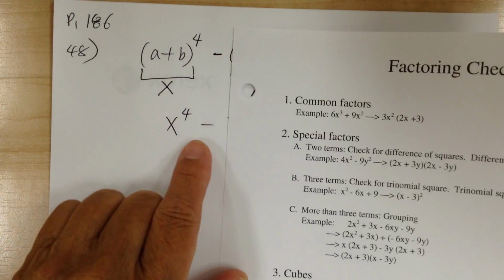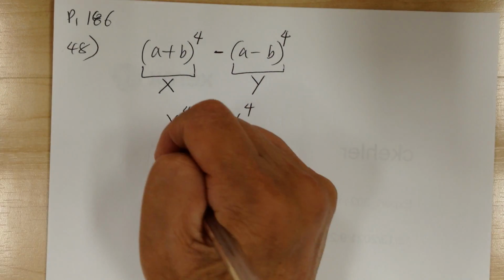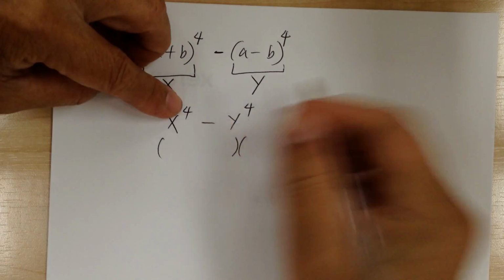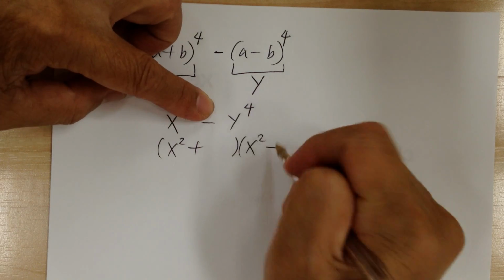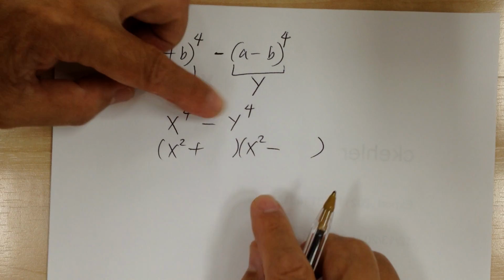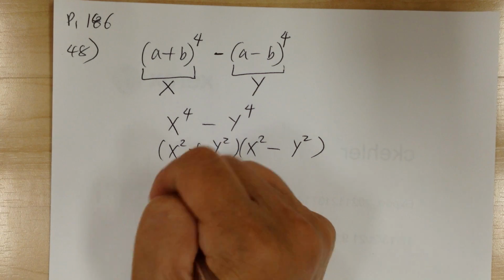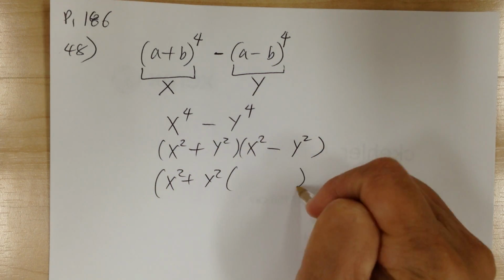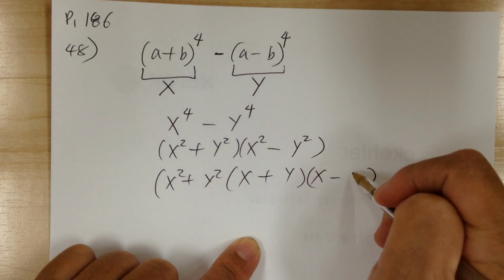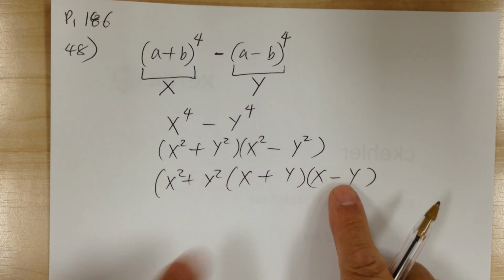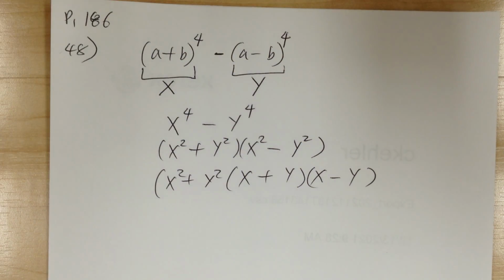So step 1, common factor, cannot. Step 2, two terms, difference of squares. So that's going to factor into x squared, since x squared times x squared gives you x to the 4, plus and minus, plus or minus gives you minus, and you need to get y squared. And this one can factor again, so you have to do this one more time. So this becomes x plus and minus y. Again, this times that gives you that, this gives you that, this gives you that.